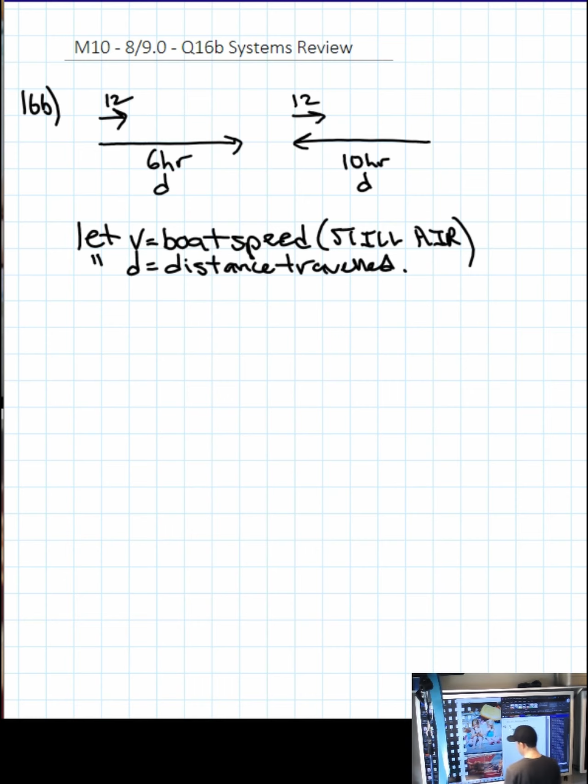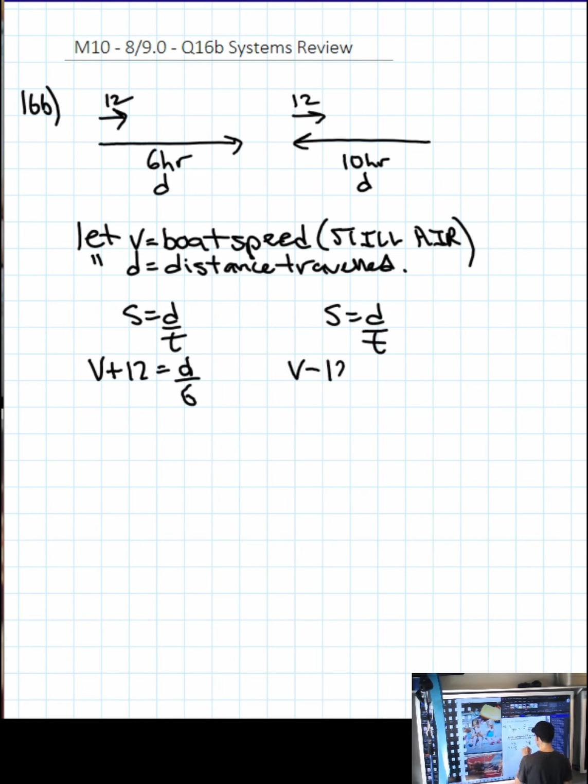Okay, so we have our equations for speed. Speed equals distance over time. Again, off to the right, speed equals distance over time. Now, when we're going with the wind, our speed will be the velocity of the boat plus 12 equals D over 6. Off to the right, our speed will be going against the wind. So V minus the speed of the wind equals the distance over 10.